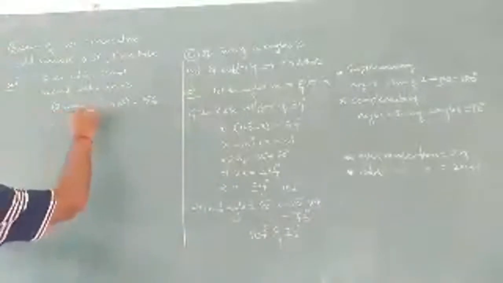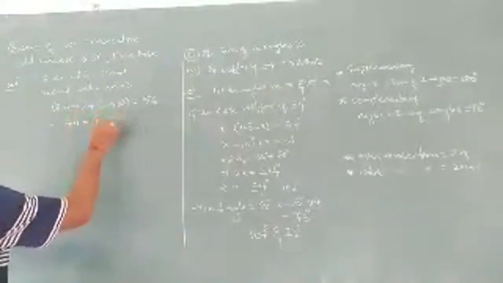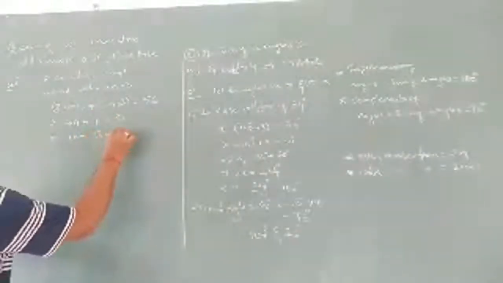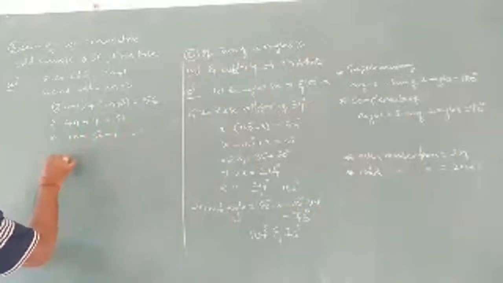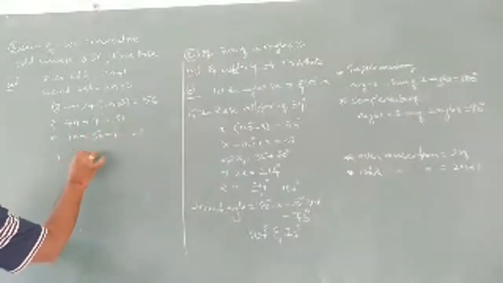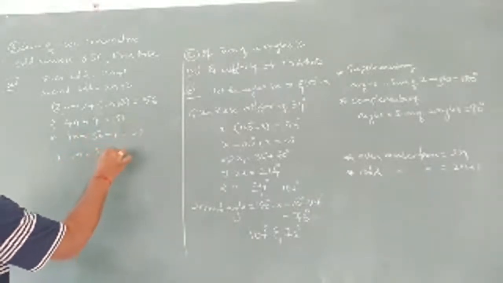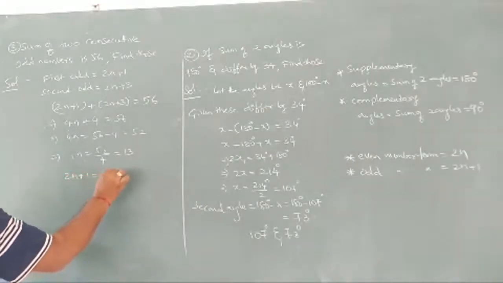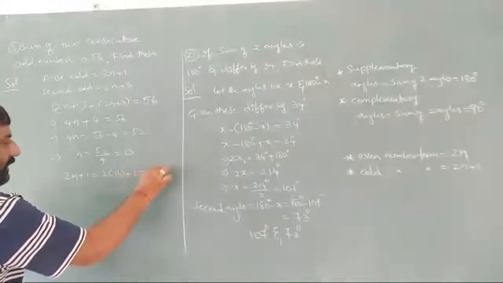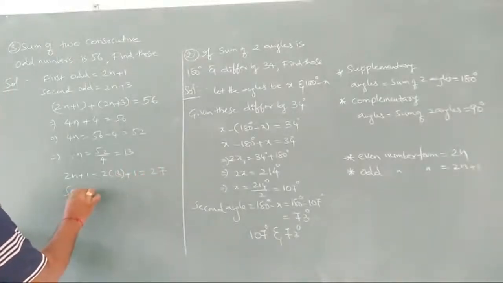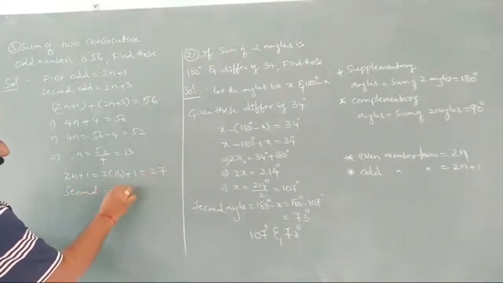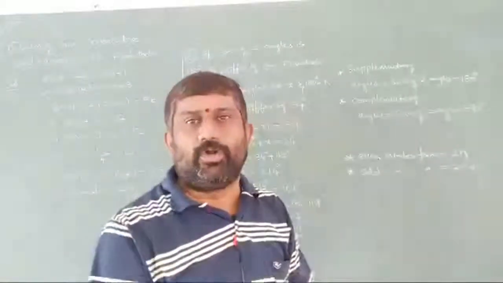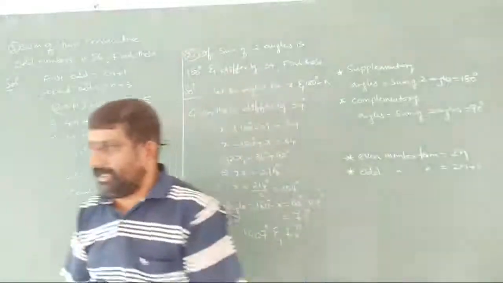2n plus 2n is 4n, 1 plus 3 is 4, equals 56. 4n is equal to 56 minus 4, nothing but 52. So 4n, n is nothing but 52 by 4, or else 13. So the first one is 2n plus 1, nothing but 2 times 13 plus 1, which is 27. The second one, automatically the next odd number, is 29. So these are the two consecutive odd numbers we required here. Next.